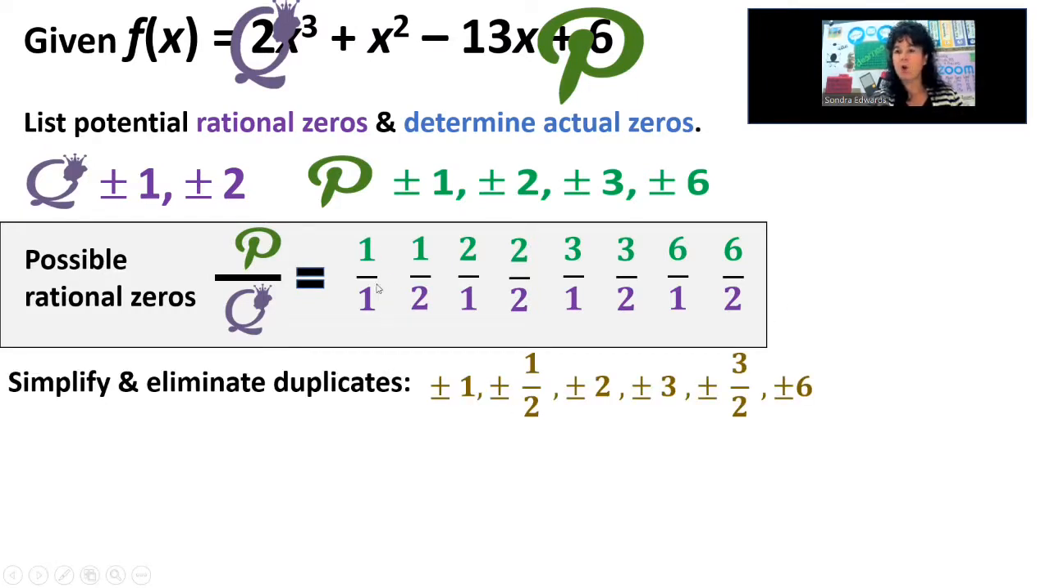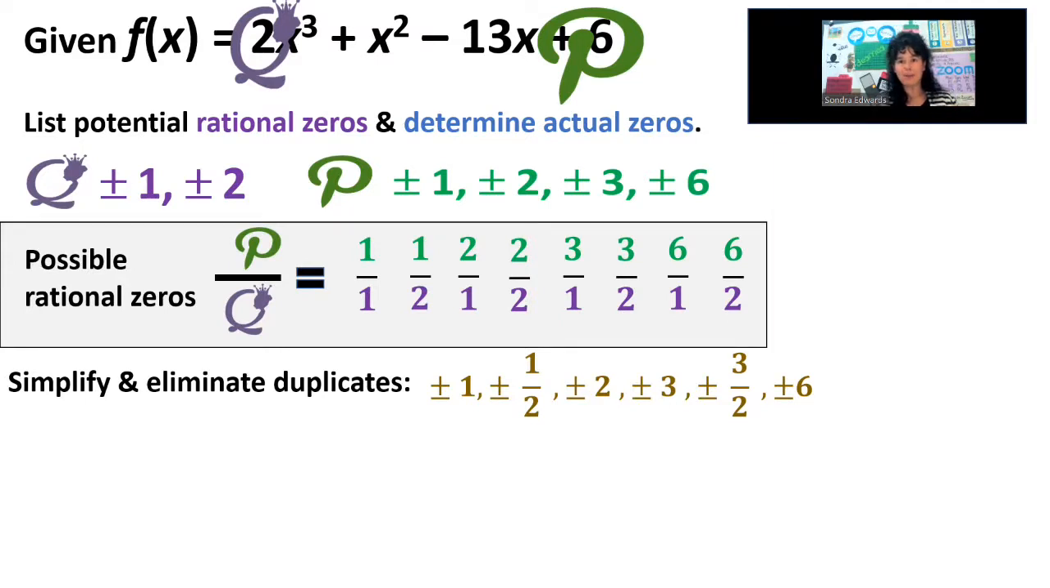Let's look back up here at how I got that. 1 over 1 is 1. 1 over 2 is 1/2. 2 over 1 is 2. 2 over 2 is equal to 1. That's a duplicate, and you don't want to write duplicates, so that one gets left off. 3 over 1 is 3. 3 over 2 is 3/2. 6 over 1 is 6. 6 over 2 simplifies to 3, and we already have 3 listed. So here is the complete list of potential rational zeros.